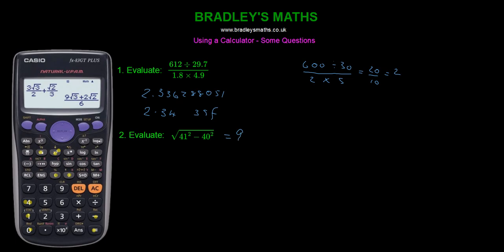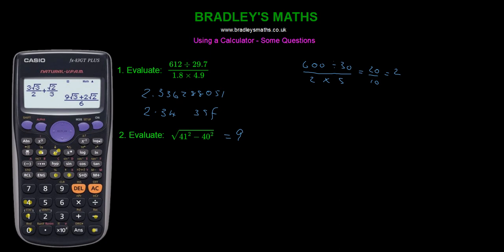Okay, don't ever make the mistake, by the way, of making this 40 squared minus 41 squared, because your calculator won't like that. Okay, I think we talk about that later on in the number series.